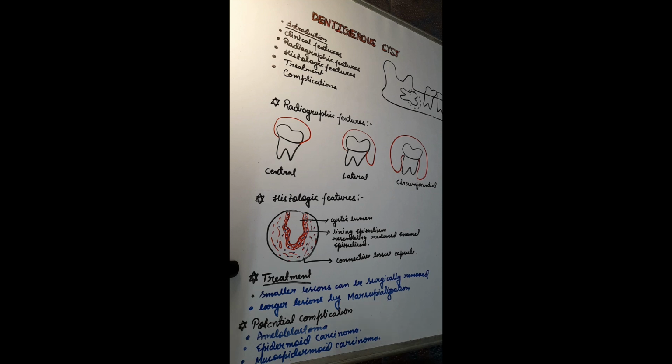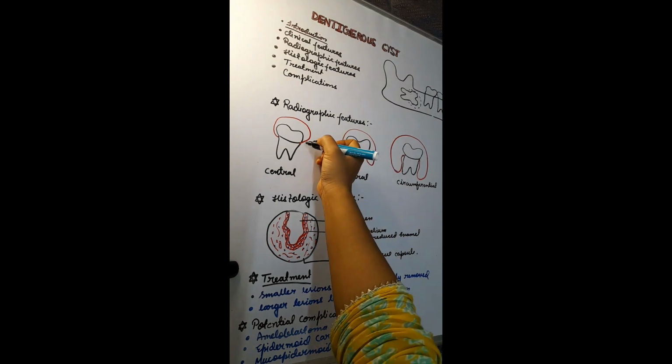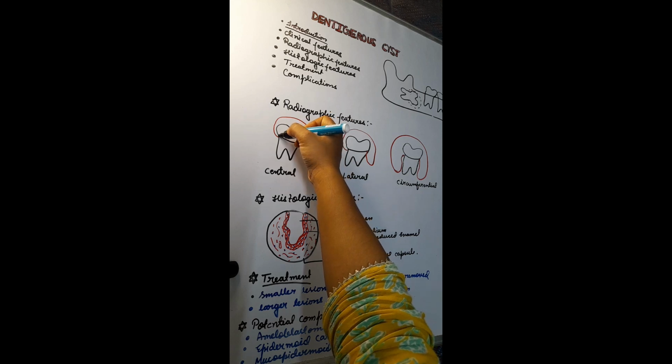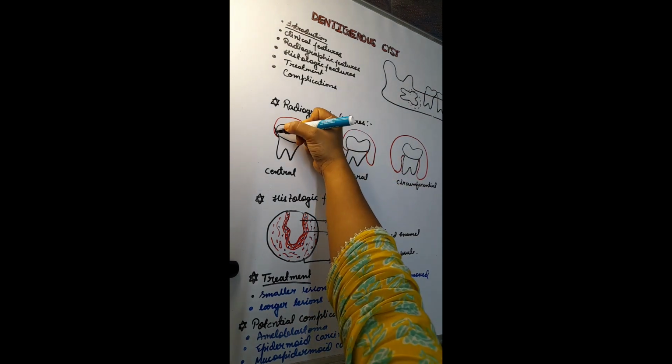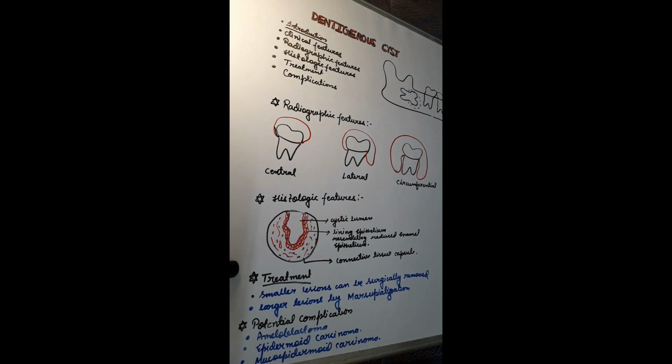Now, in dentigerous cyst, we will learn about radiographic features of the dentigerous cyst. There are three most common types of radiographic features, that is the central, lateral and the circumferential type. In the central type, the reduced enamel epithelium is present centrally to the crown of the impacted tooth, and in the lateral type, the reduced enamel epithelium covers the lateral portion of the crown, and in the circumferential type, it surrounds the tooth circumferentially.